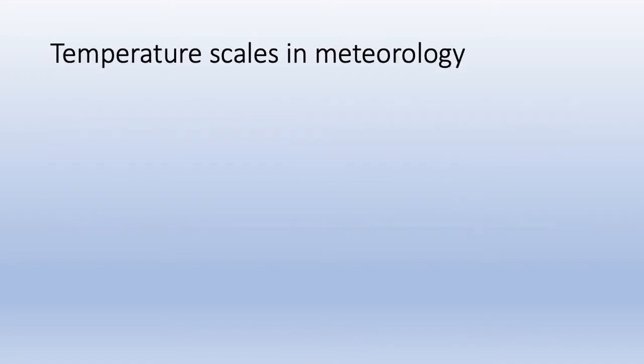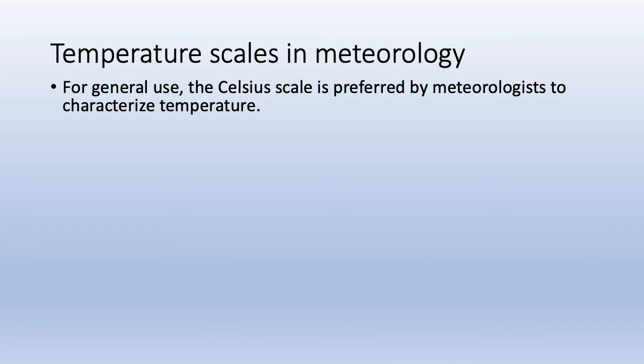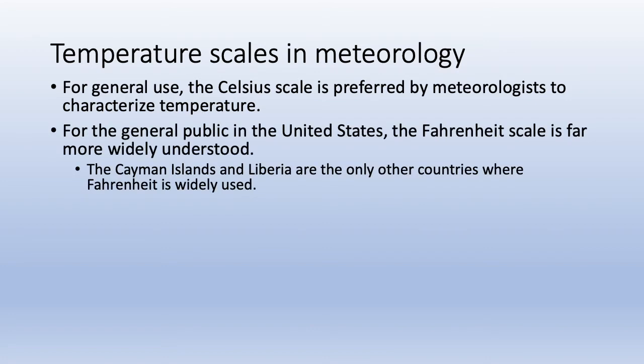So the temperature scales in meteorology, the most commonly used, preferred by meteorologists around the world, is the Celsius scale. For the general public in the United States, though, the Fahrenheit scale is more widely understood. So when meteorologists talk to the general public, they will fall back on Fahrenheit because that's what people are used to dealing with in the US.